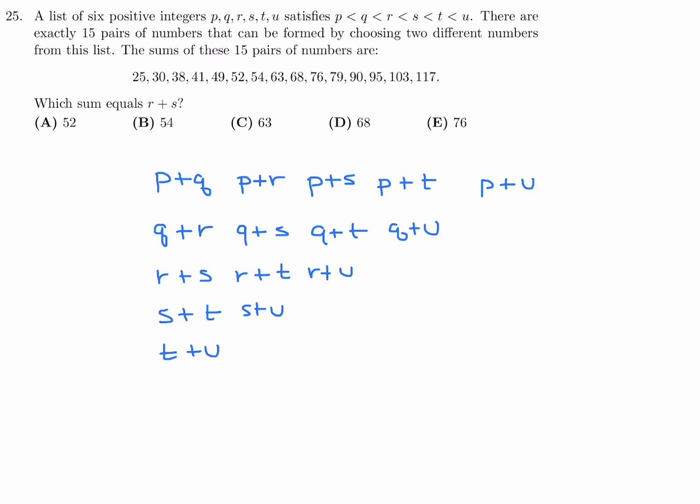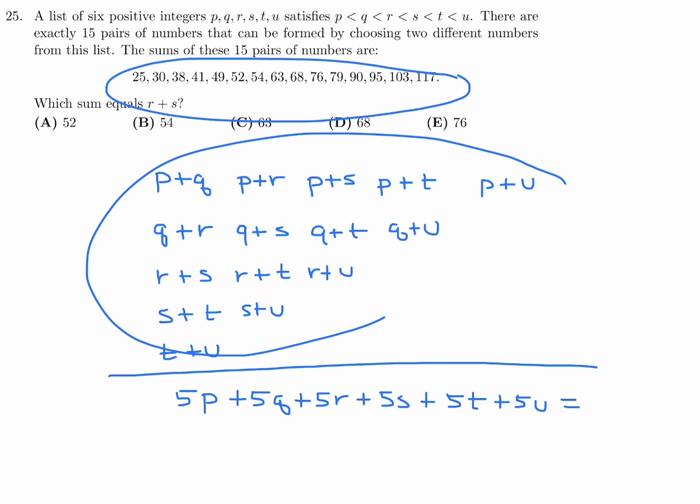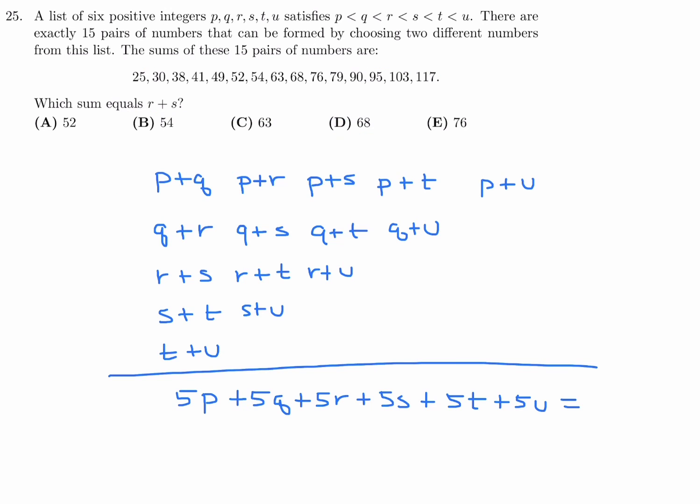What you do is you add up all of these. And when you do, it's actually pretty straightforward. It's just 5P plus 5Q plus 5R plus 5S plus 5T plus 5U. And when you add up those, they all have to equal that, right? Because we don't know the order, but we know that all of these are represented by those. We don't know which one is which, but the sum will be the same. And when you do add up all of these, it's pretty straightforward math.